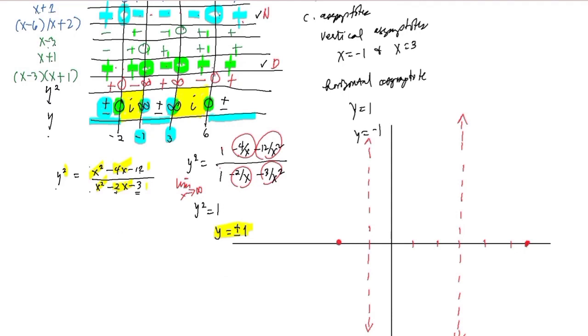Yung ating horizontal asymptote is y is equal to 1 at negative 1. Ayan. So, ilatag muna natin yung ating horizontal asymptote. Dito na sila lahat nagsama-sama na. Ayan.